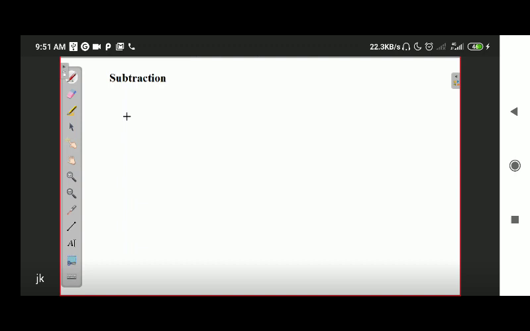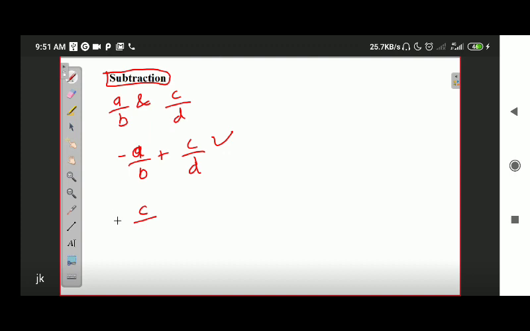In this video we are particularly going to discuss subtraction of rational numbers. So what do we mean by subtraction of rational numbers? For example, we have two rational numbers, a upon b and c upon d. If we have minus a upon b plus c upon d, then we are going to perform subtraction. Or we have minus c upon d and plus a upon b. In that case also we are going to perform subtraction.